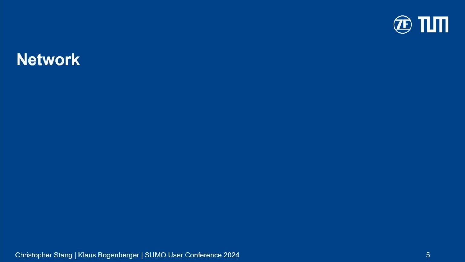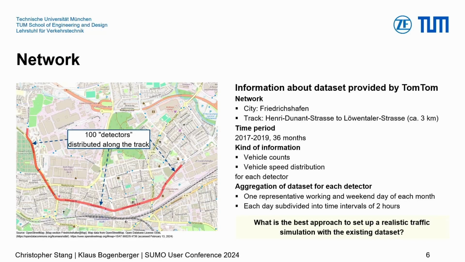So let's have a look at the network. Of course, we considered Friedrichshafen, so to promote Friedrichshafen a little bit here. You can see here on the left-hand side the subnetwork with its main track of Friedrichshafen that was considered for this analysis. The main track has a length of approximately 3 kilometers, and we got some data set from TomTom containing information about the vehicle counts and speed measurements.